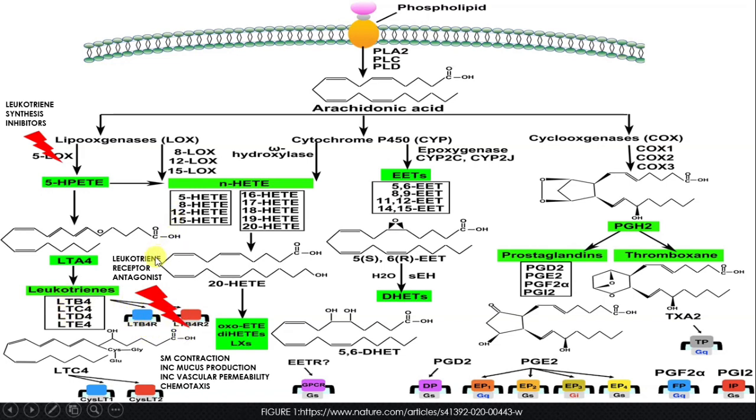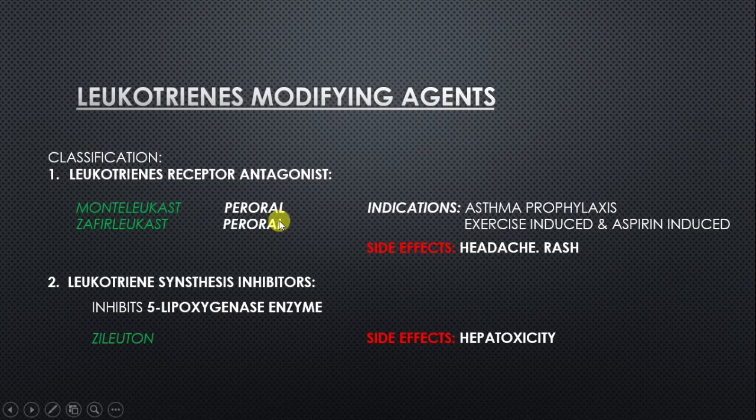Now we're going to talk about aspirin-induced asthma, because when we give aspirin, aspirin inhibits cyclooxygenase COX-1 and COX-2. Now that this pathway is inhibited, the arachidonic acid will undergo the lipoxygenase pathway, which is still viable. This leads to overproduction of leukotrienes, which exaggerate the symptoms of asthma. So leukotriene receptor antagonists are divided into two.